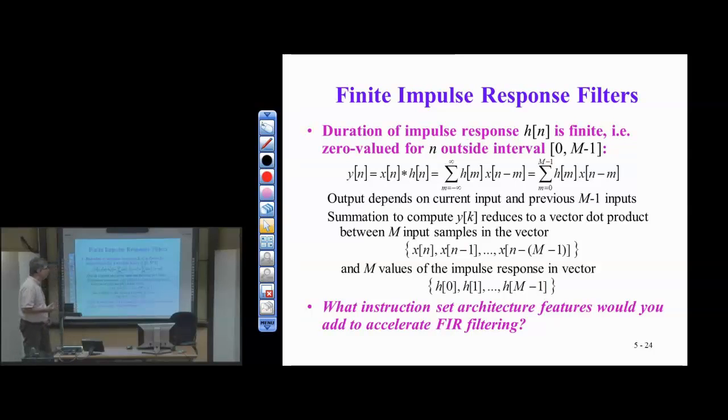So to compute one output value y of n, first, my summation becomes finite in extent because h of m is finite. I don't have to sum from minus infinity to infinity. Instead, I can sum from 0 to capital M minus 1 inclusive. For every value of little m in this flip and slide convolution formula, I need to do one multiplication and one addition. So the complexity here is capital M multiplications and capital M minus 1 additions.